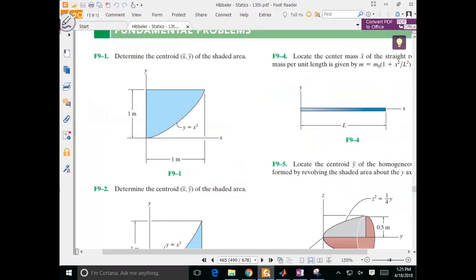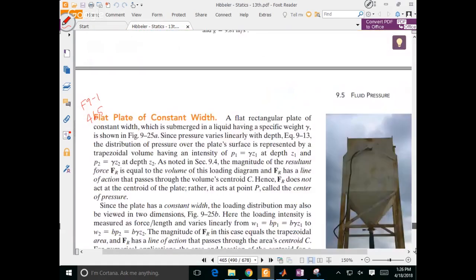But here, okay, this is problem F9-1, and it's on page 465. And I'll come back and do it a different way in a second. Okay, 465. F9-1.